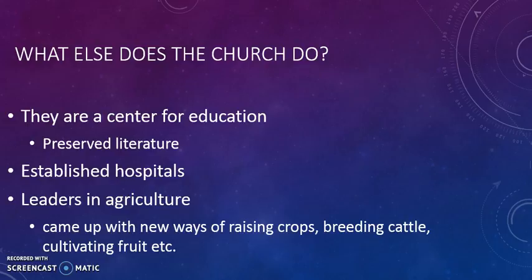They also established hospitals, which was really important to people, because if they were sick, that's where they went. They went to the church. Those were the people that were somewhat educated, and even if their medicine wasn't as advanced as it is today, it was still something. And so they're the ones that kind of ran the hospitals. They also were leaders in agriculture. They came up with new ways of raising crops, of breeding animals like cattle, of cultivating fruit. So they really do a lot of things in society. They're really, really important in society. So they're religious leaders, but they also do all these other things as well.